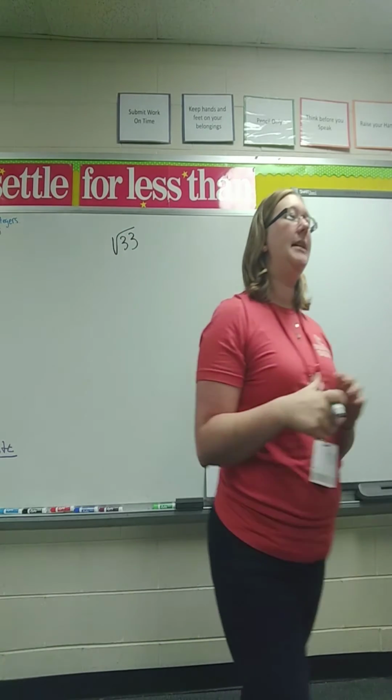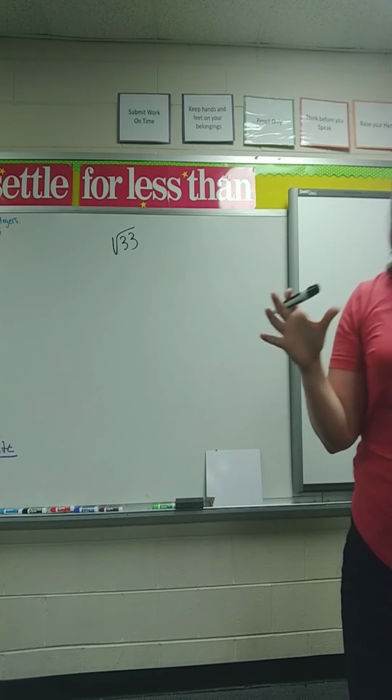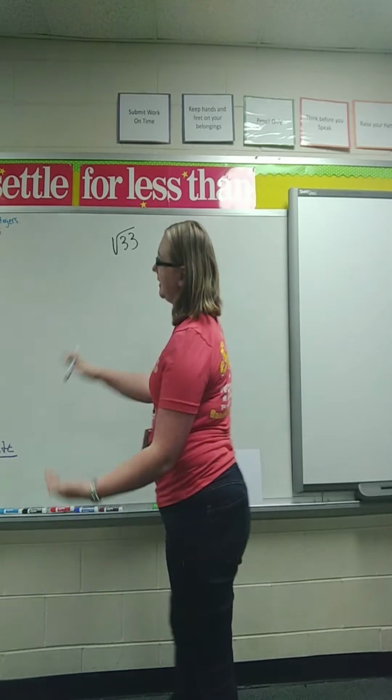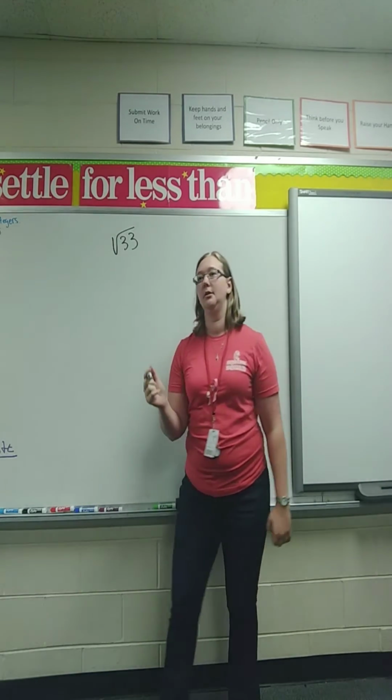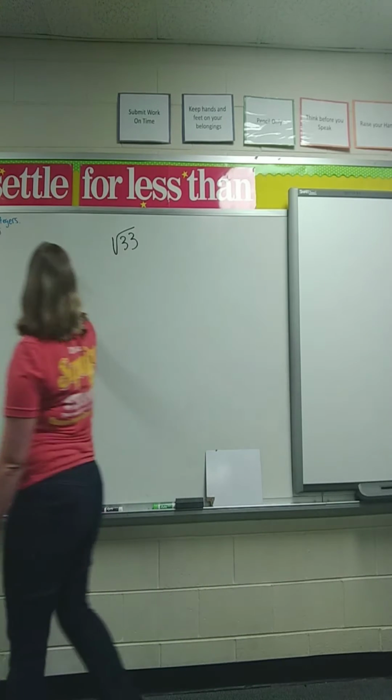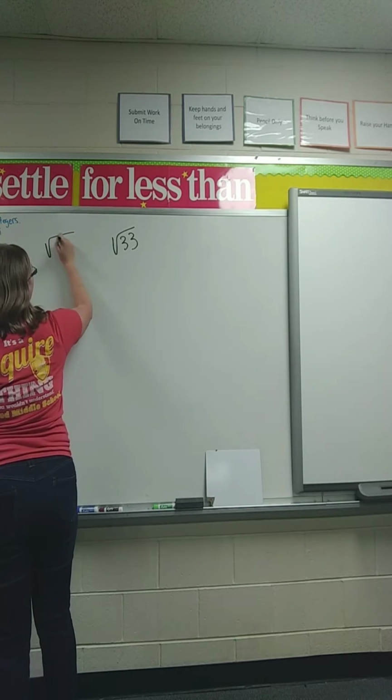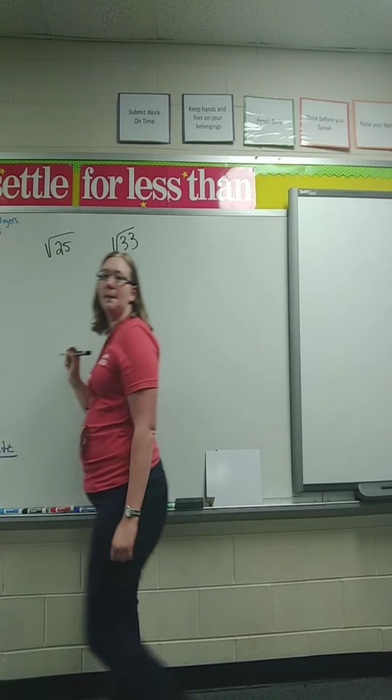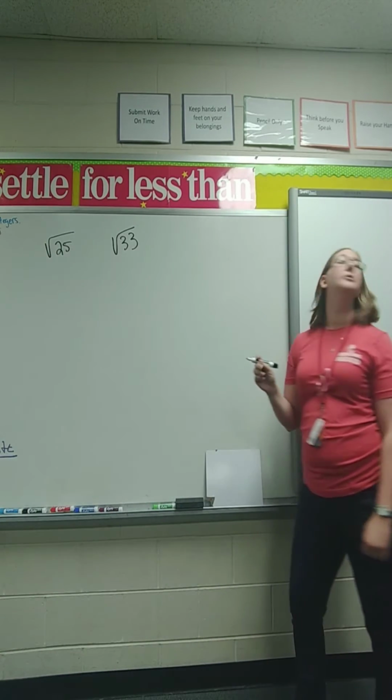okay, what is the nearest perfect square? What is the perfect square nearest that is going to be less than 33? 25. Okay, so the square root of 25 would be less. What's the square root above 33? 36.